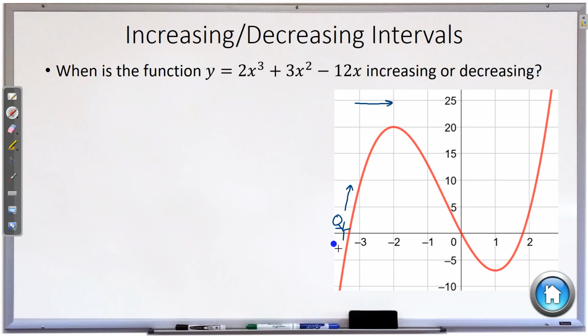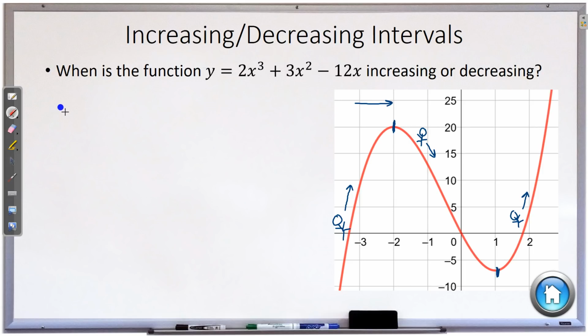So as this person is walking along the graph, they're going up. So they are increasing. And then right about here at the top of the mountain, now this person starts going down. They are decreasing. And then here's the bottom of the valley, and after that, they start to go up again. So as we describe this, we're increasing, then we're decreasing, and then we're increasing. And so we want to describe all of those places.